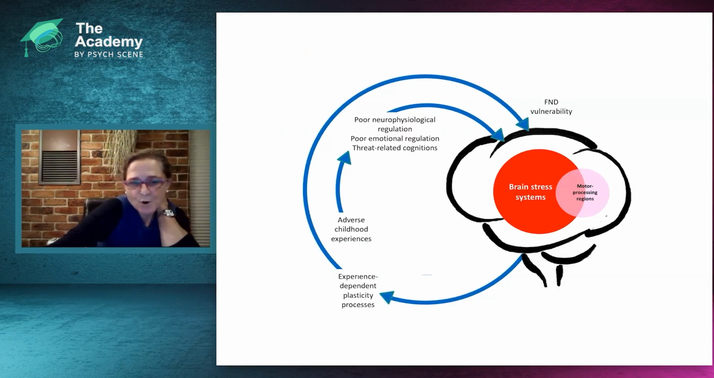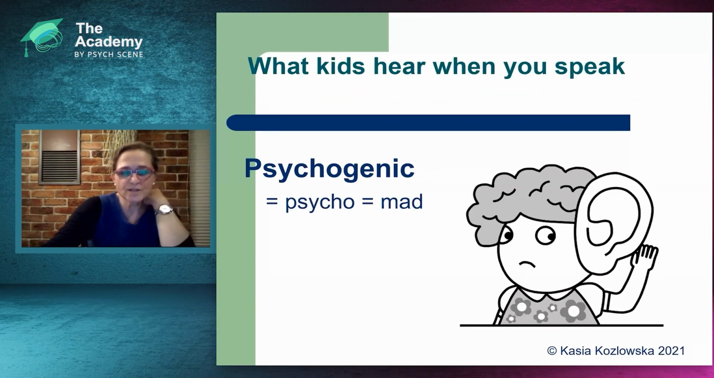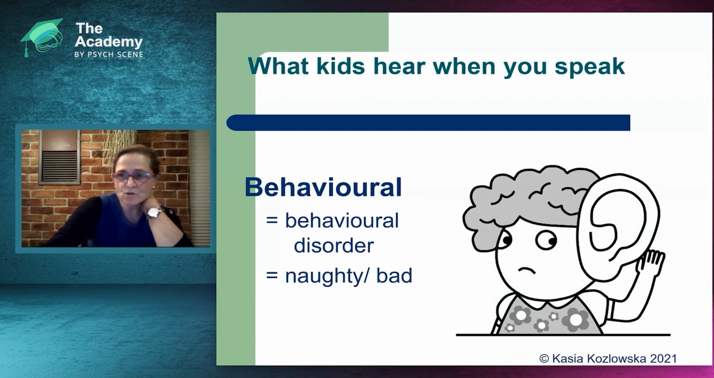Another key point relates to the art of medicine, which is about the language you use. The terminology is important. Use child-friendly language that does not offend. If you use the word psychogenic in your conversations with children and families, as in psychogenic non-epileptic seizures, the child will assume that you're saying they're psycho. Don't use psychogenic. Just use functional seizures or non-epileptic seizures, or use stress-related seizures. Likewise, if you use the term behavioral, the child will assume you're saying that they're doing it on purpose, that they're naughty, as it were.